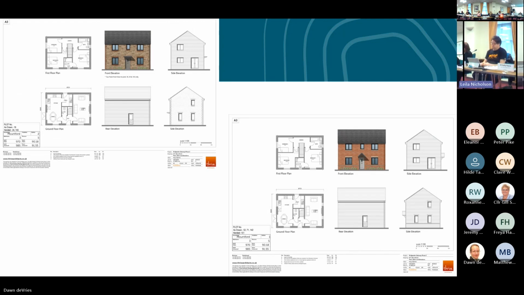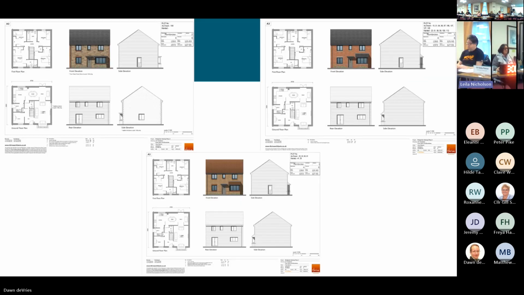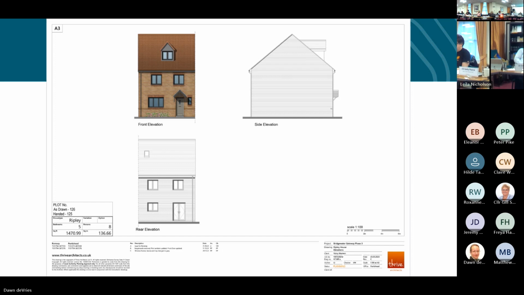Again, a variation of brick types, different types of porches, window arrangements, and then one with a little bonnet dormer over the left-hand window on this one, just to bring in some architectural variance across the site. And a variation there on a 4-bedroom house type, just giving it some added interest.